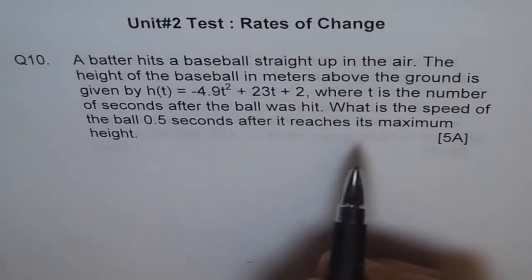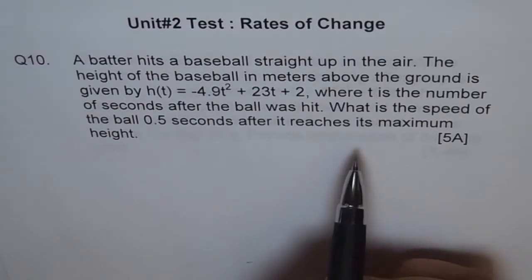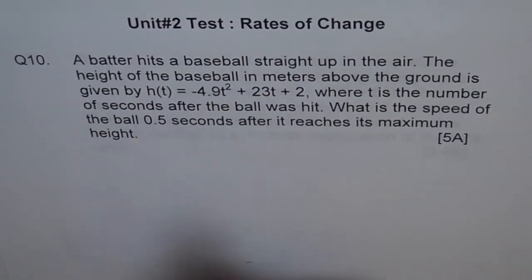What is the speed of the ball 0.5 seconds after it reaches its maximum height? So that means first you have to find the time when it reaches the maximum height. And then you have to find the speed 0.5 seconds after that time. So this is the real problem, okay? Now, how will you find the time when it reaches the maximum height? My suggestion is that we can adopt the general method of difference quotient and get an equation in general for the instantaneous rate of change. And then from there we'll find the time.